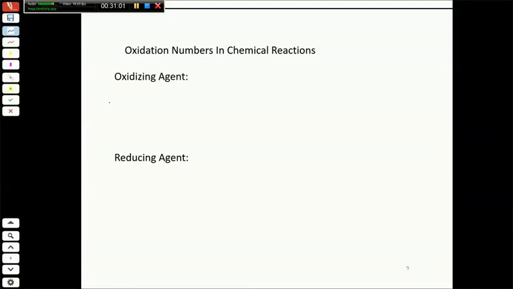Now, this is always a little bit confusing at first, but the oxidizing agent, these are always reactants that we're talking about. We never define products as being oxidizing or reducing agents, but the oxidizing agent is the reactant that gets reduced. Which always sounds confusing when you first say it or write it. You know, the reactant that gets reduced is the oxidizing agent.